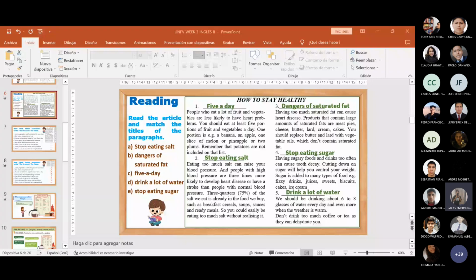A ver, me dice, eating vegetables and fruit is good for your heart. Comer vegetales y fruta es bueno para nuestro corazón. True. Yes, that's true.